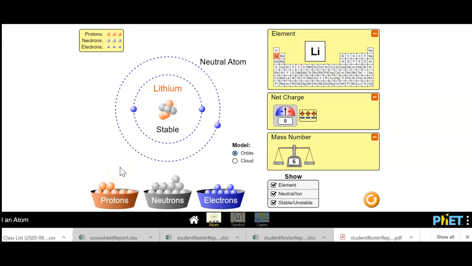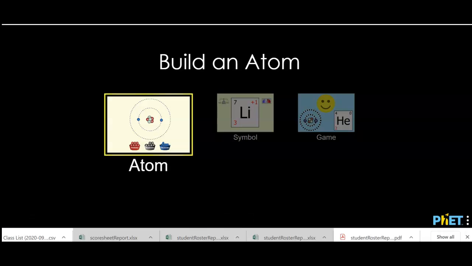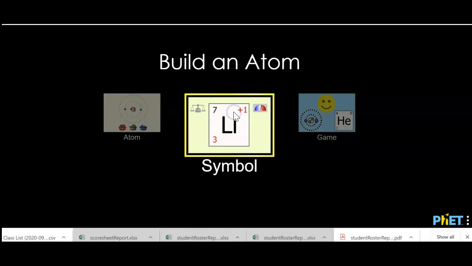So try to create a stable element of one of your choosing. And then try to create a stable ion. See if you can do that of one of your choosing. Again, this is optional, but just some suggestions. We can do this symbol.